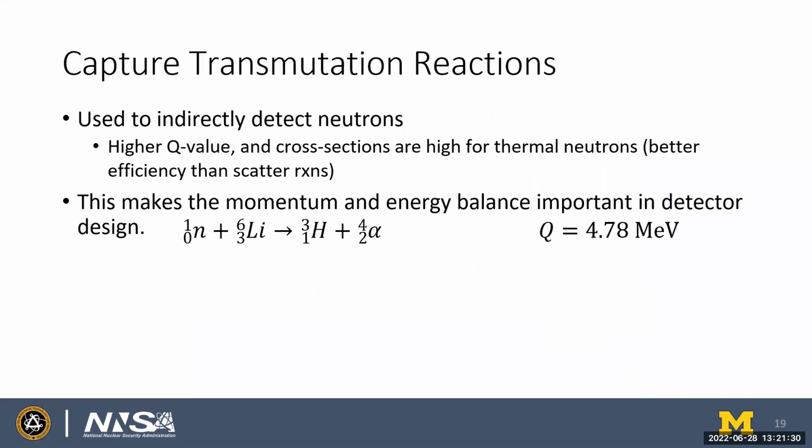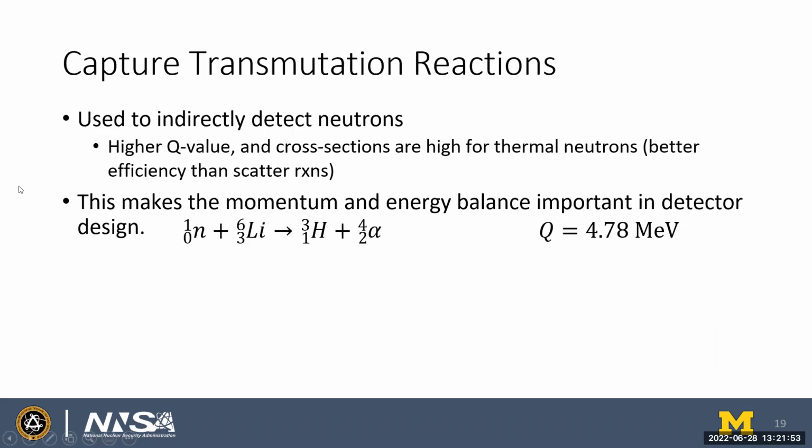These transmutation reactions are used indirectly to detect neutrons, which you'll learn more about tomorrow. They have a very high Q value, so the energy released from this reaction is quite high and makes it easily measurable with electronics. And the cross-sections are higher for thermal neutrons, which makes it a much better efficiency than, say, scatter reactions.